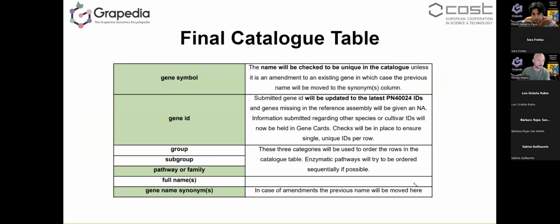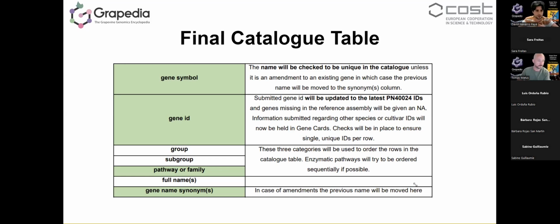Okay, the final catalog table will look a bit like this, with these columns being the ones that may change with respect to the submitted form, right? Because we'll update the gene IDs to the latest PN4024 annotation, and that may involve checking if the gene is now duplicated in the newest assembly. That might mean that the gene symbol is also modified. Let's say MIB15, we find an extra copy of MIB15, then the gene symbol would be MIB15A and MIB15B.